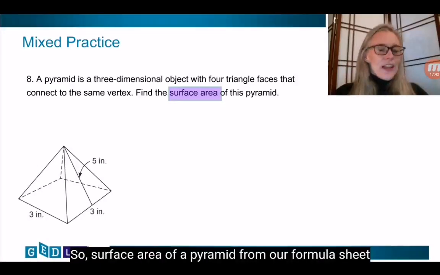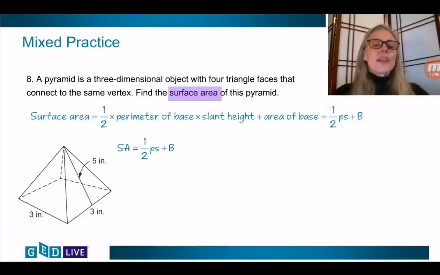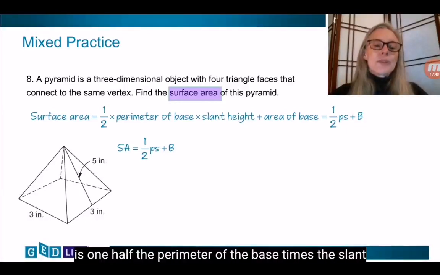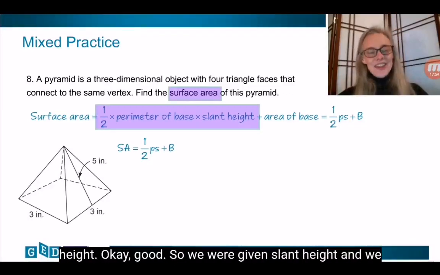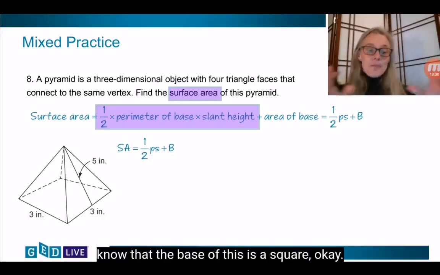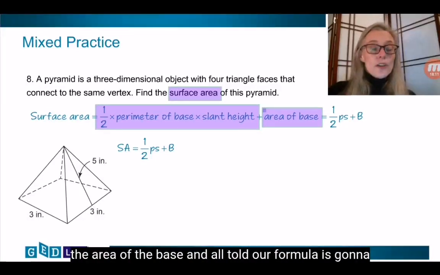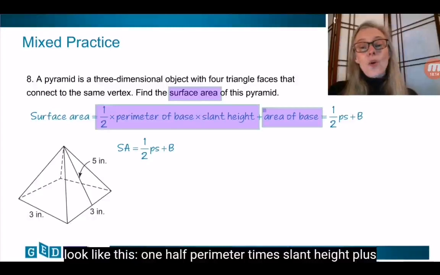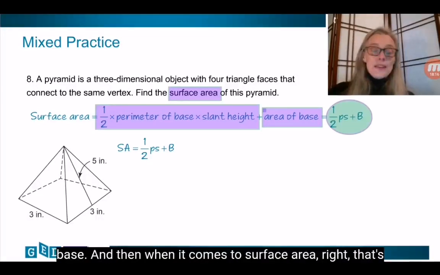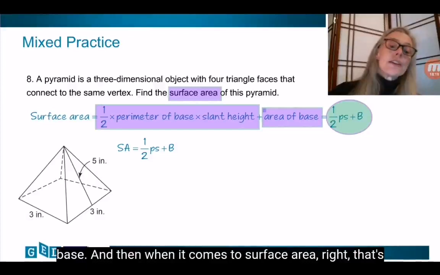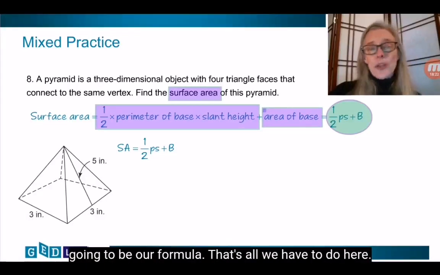So surface area of a pyramid from our formula sheet is 1/2 the perimeter of the base times the slant height. Okay, good. So we were given slant height, and we know that the base of this is a square. Okay, so we need to calculate the perimeter of the base and the area of the base, and all told, our formula is going to look like this. 1/2 perimeter times slant height plus base. And then when it comes to surface area, right, that's going to be our formula. That's all we have to do here.